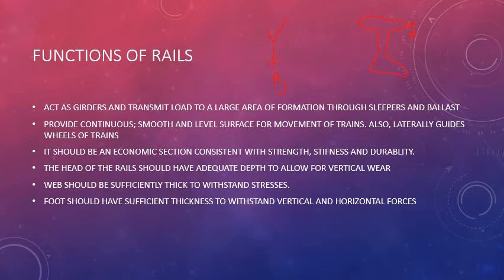In detail you will study the properties of these I sections in design of steel structures, and you have already studied the properties an I section must have in engineering mechanics: the moment of inertia, the center of gravity, and the properties of symmetrical and unsymmetrical I sections. Based on those moment of inertia values, we will select a suitable I section which is suitable to be fixed as a rail.